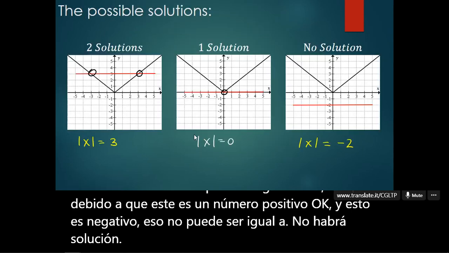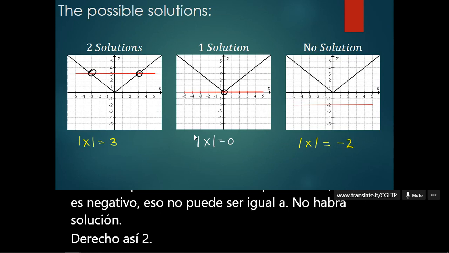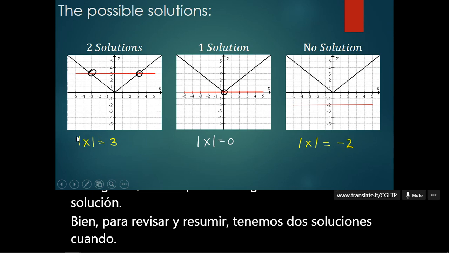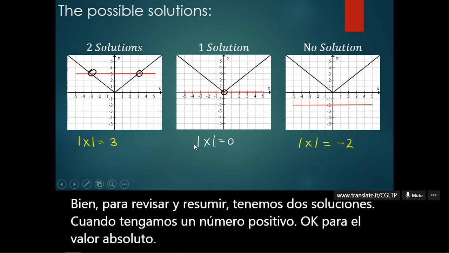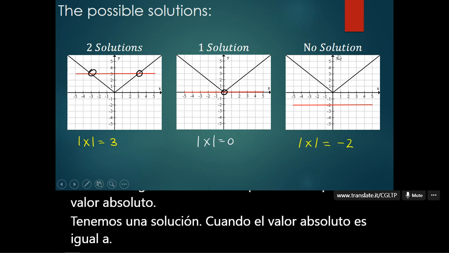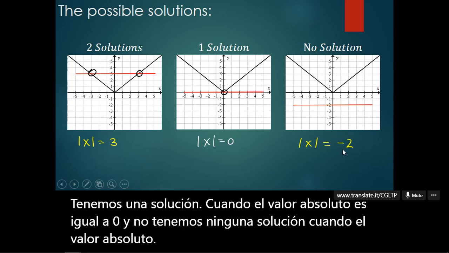All right, so to review and summarize, we have two solutions when we have some positive number for absolute value. We have one solution when the absolute value is equal to 0, and we have no solution when the absolute value is equal to negative numbers.